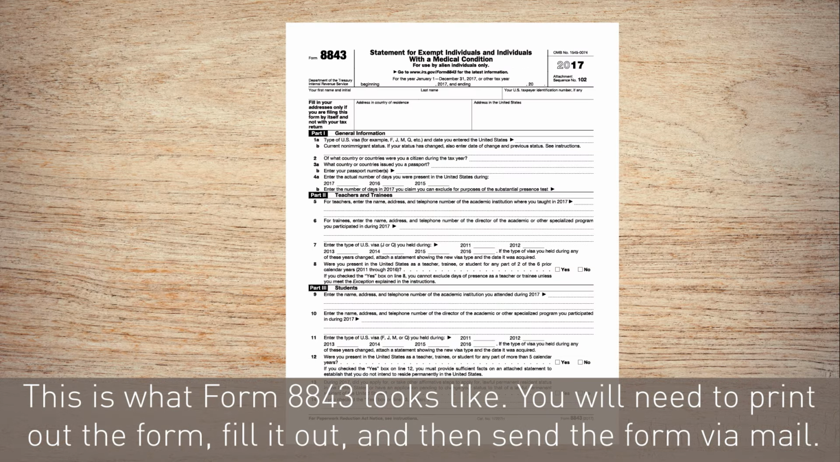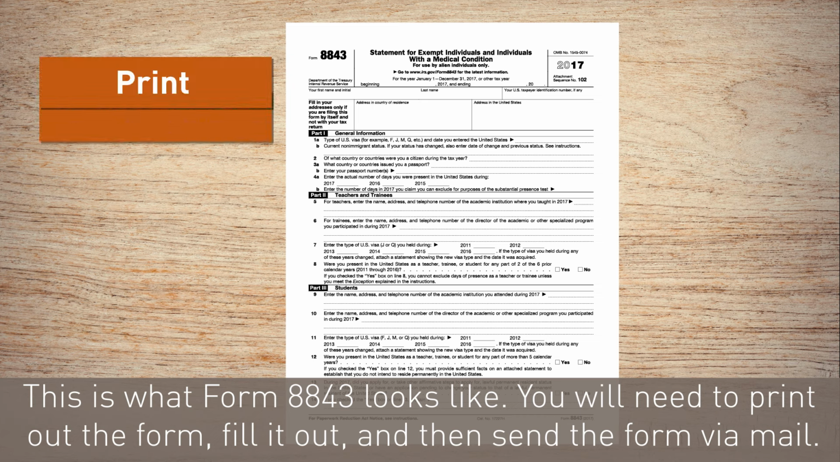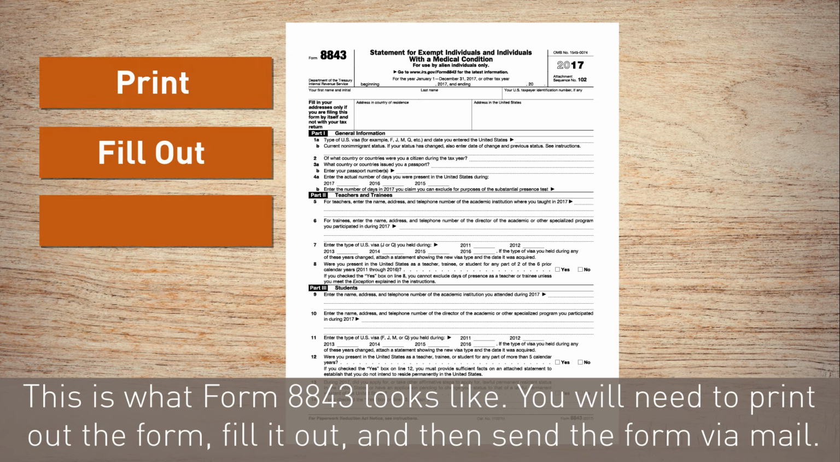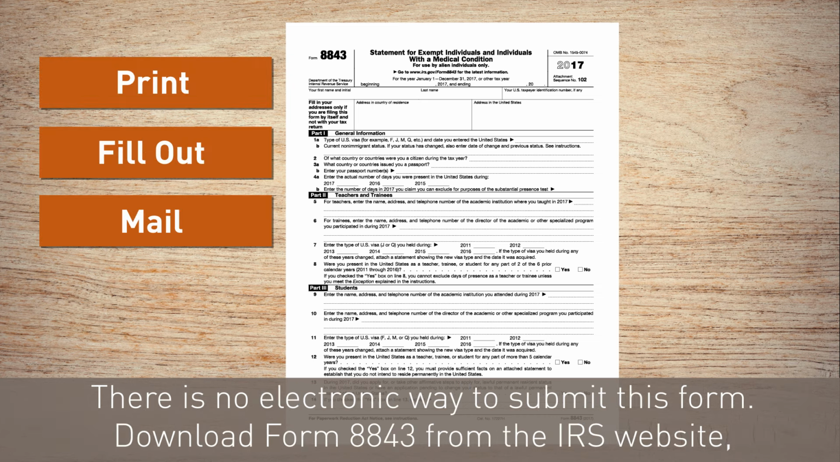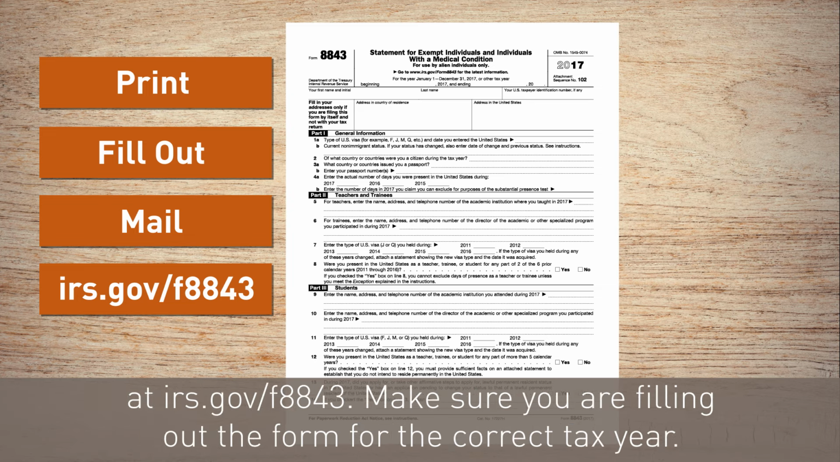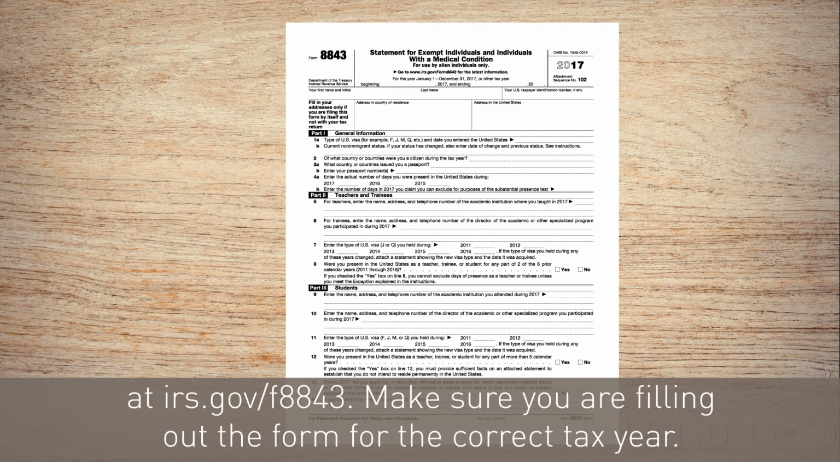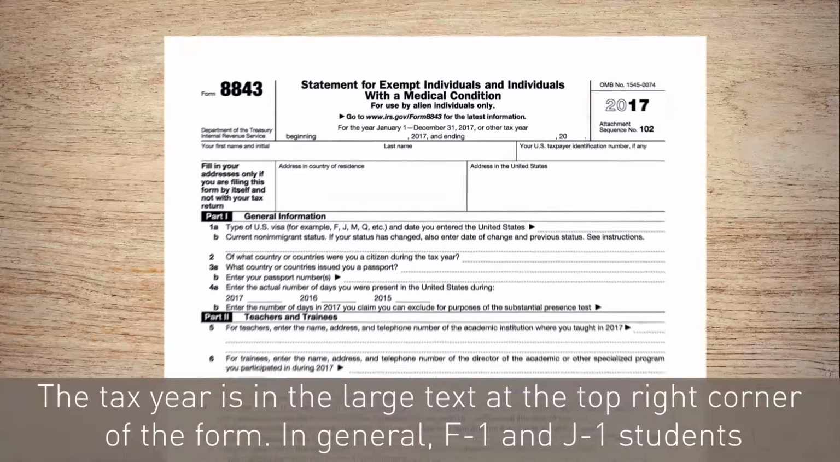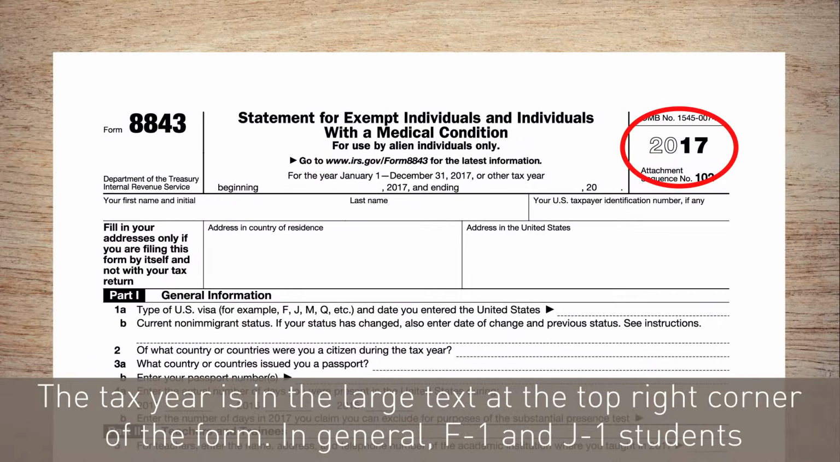This is what Form 8843 looks like. You will need to print out the form, fill it out, and then send the form via mail. There is no electronic way to submit this form. Download Form 8843 from the IRS website at irs.gov/F8843. Make sure you are filling out the form for the correct tax year. The tax year is in the large text at the top right corner of the form.